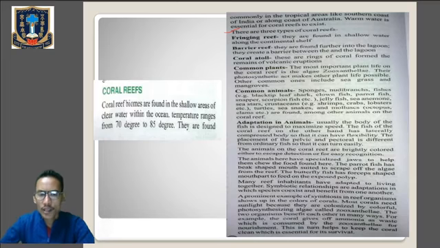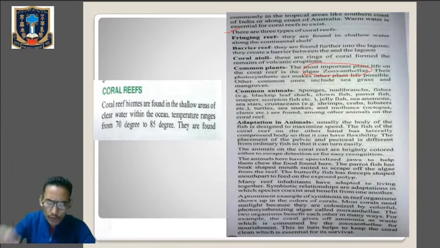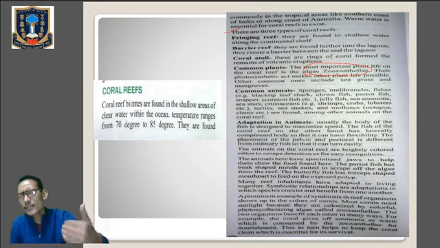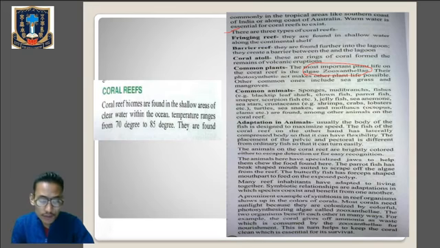Remember this one: the most important plant present in the coral reef biome is the algae zooxanthellae. Its photosynthetic activity makes the life of other plants possible. So due to the presence of the algae zooxanthellae and the photosynthesis performed by this algae, the existence of other plants is possible in this coral reef biome. The other plants include seagrass and mangroves.